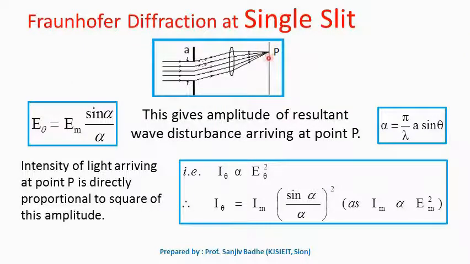Now once we get the resultant amplitude of the wave disturbance arriving at point P, which is E theta equal to Em sin alpha upon alpha, we can easily calculate the intensity of light arriving at point P, because intensity is directly proportional to square of the amplitude. So we can write intensity to be equal to Im sin alpha by alpha square, where Im is proportional to Em square.